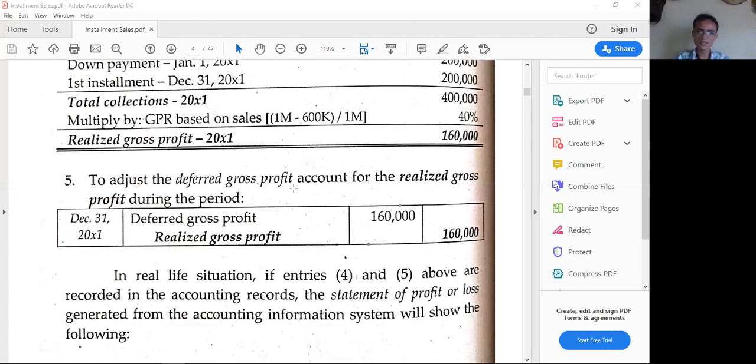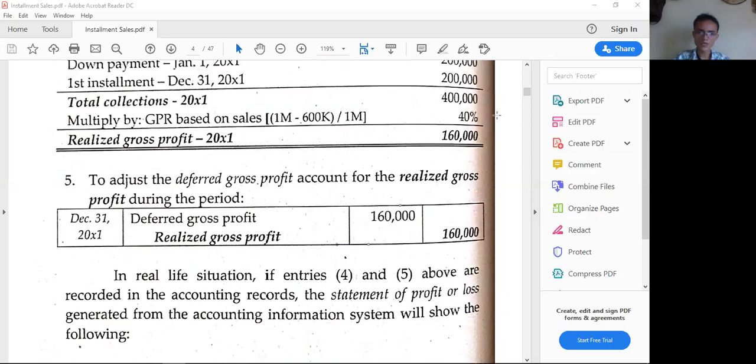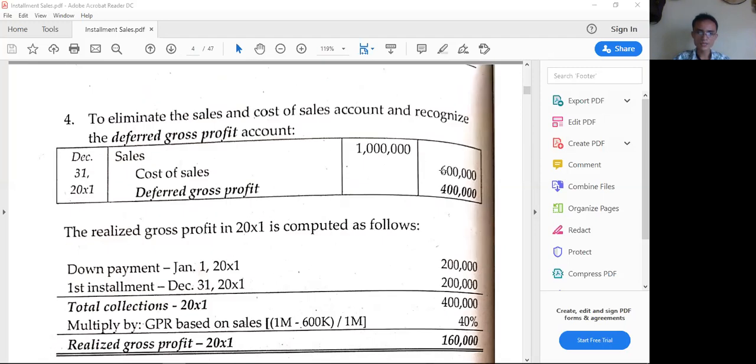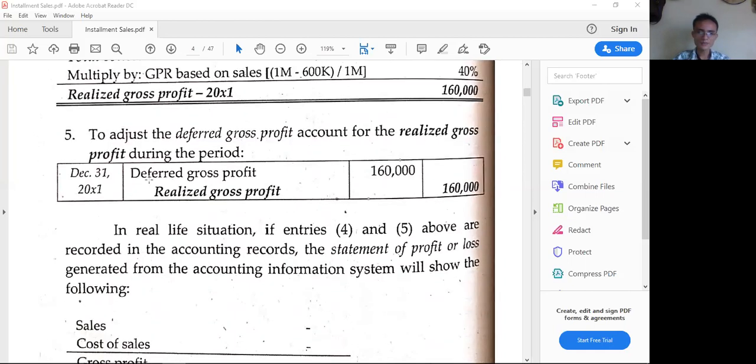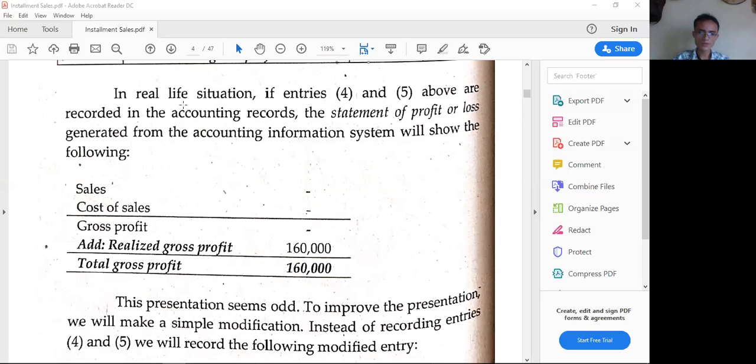is based on sales. Okay, for number 5, we now have to transfer this realized gross profit from deferred to income. So deferred gross profit is, a while ago, having a balance of credit, because this is actually a liability account. Why? This is an unearned income. An unearned income is an income that is deferred for the meantime and to be transferred to income as there are collections. So here, credit realized gross profit, which is 160,000. And in profit or loss, this is going to be the presentation.